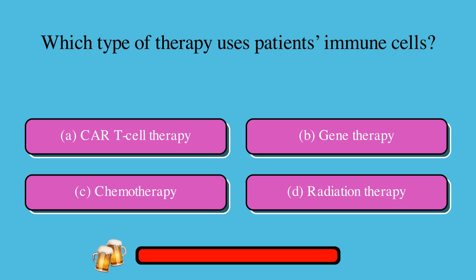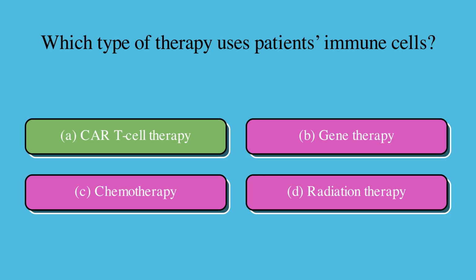Which type of therapy uses patients' immune cells? A. CAR T-cell therapy, or B. Gene therapy, or C. Chemotherapy, or D. Radiation therapy? The correct answer is A. CAR T-cell therapy.